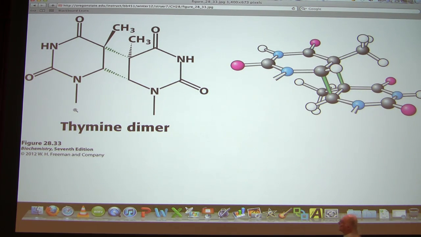Another important covalent modification that happens to DNAs are those that are known as thymine dimers. Thymine dimers arise when two adjacent thymines on the same strand are exposed to ultraviolet light. Okay? Well, we get exposure to ultraviolet light all the time. And when that happens, a covalent bond can be formed between these two thymines. Okay? Now, I want to emphasize these are on the same strand, not on opposite strands.